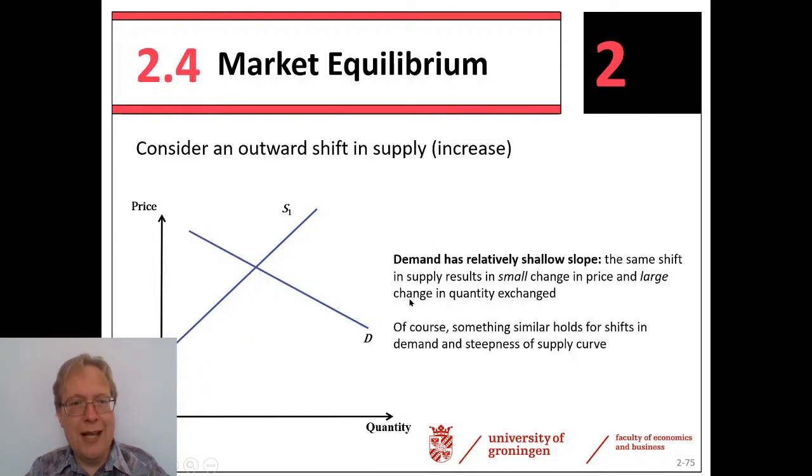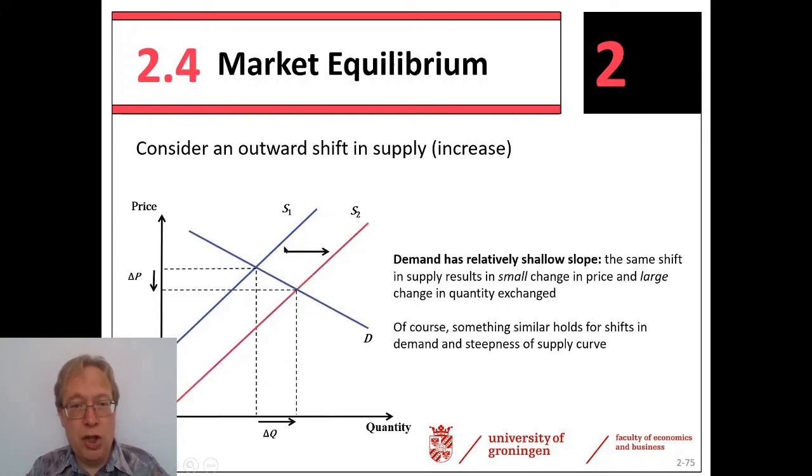However, what if the demand curve is relatively flat? So this one is relatively flat. And then if we do the same shift in supply, the same shift as there, it leads to a much smaller change in price, but a much bigger change in quantity. So in other words, the flatter the demand curve, the stronger the effect of a shift in supply on quantity, and the smaller the effect on price. Just rewind that to get a grip on that.